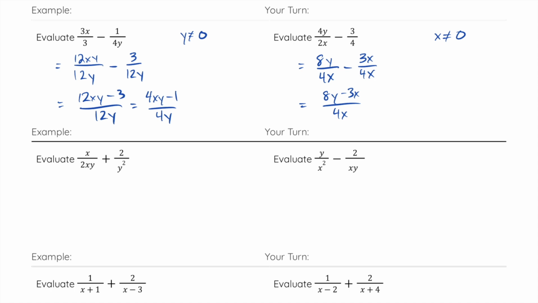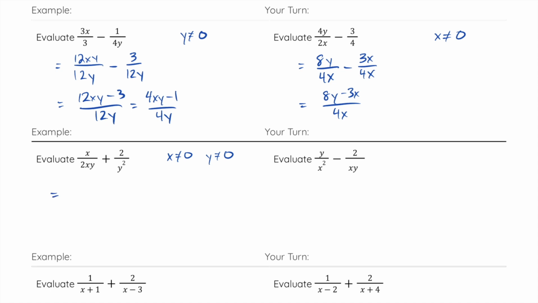In this next one, we want to first identify the variables that cannot equal 0. So x cannot be 0, and also y cannot be 0, because either of those would make the denominator 0. And we have to see what we would need to multiply in order to have the lowest common denominator. In this case, we're looking for 2xy squared. That would be the lowest common denominator.